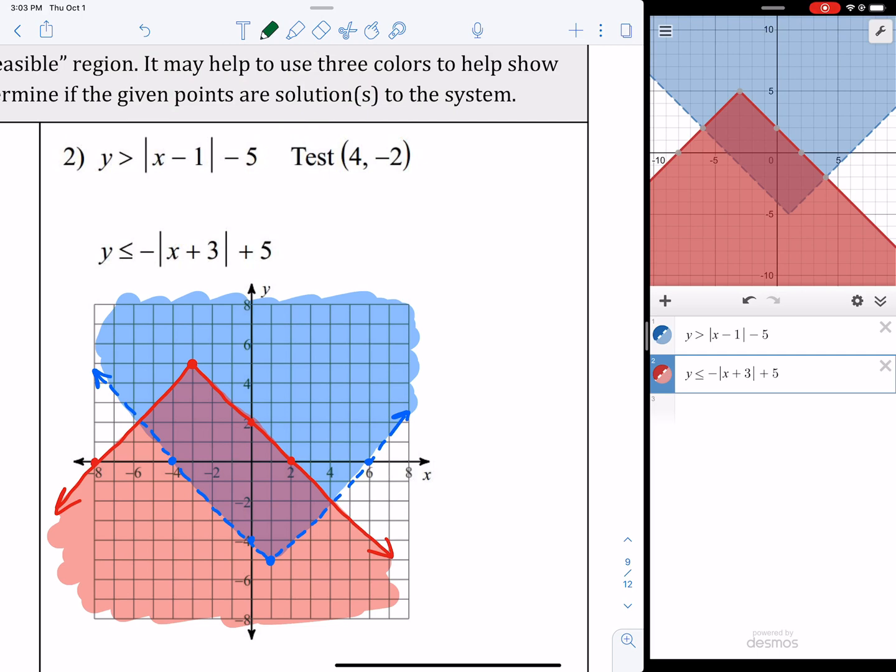All right, so then you can see that you have your, so we can turn that one back on to Desmos and we see that it matches. We've got our feasible region over there where the two shaded areas overlap. We call that a feasible region. It's where all the solutions to your system are.